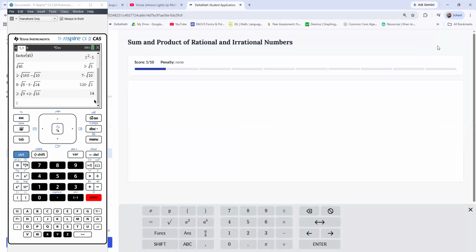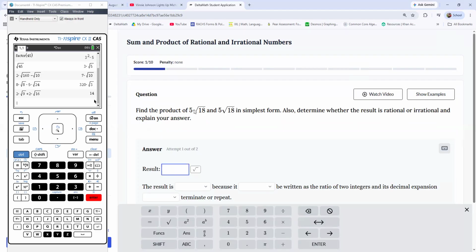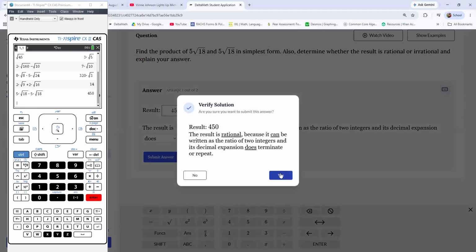Okay, so next question. So here it says find the product of 5 square root of 18 times 5 square root of 18. So actually, this is going to be rational as well, but let's just go ahead and do it. 5 square root of 18 times 5 square root of 18, and we get 450. It doesn't have any decimals, so this is the product, and it is a rational number because it can be written as a ratio, and it does terminate. So, boom, that makes it much simpler.